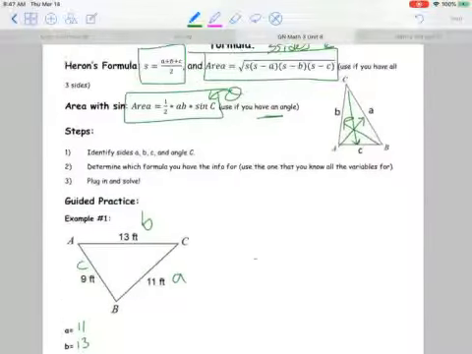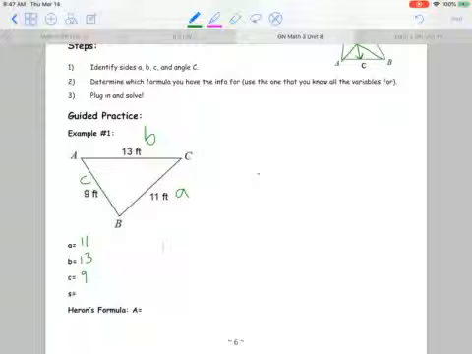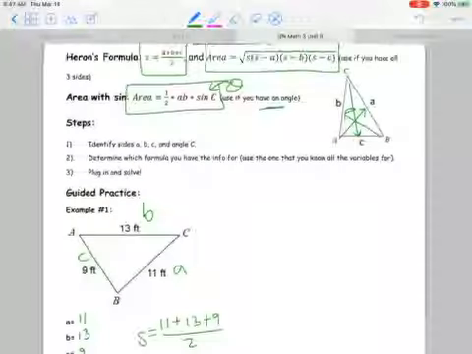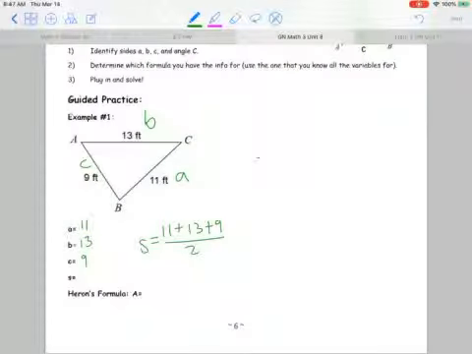And then S, remember the equation is adding all three sides and dividing it by 2. So go ahead and add those together, and let's double check your answer. And you can get a decimal on this. So here I got 16.5. Make sure you can get that.